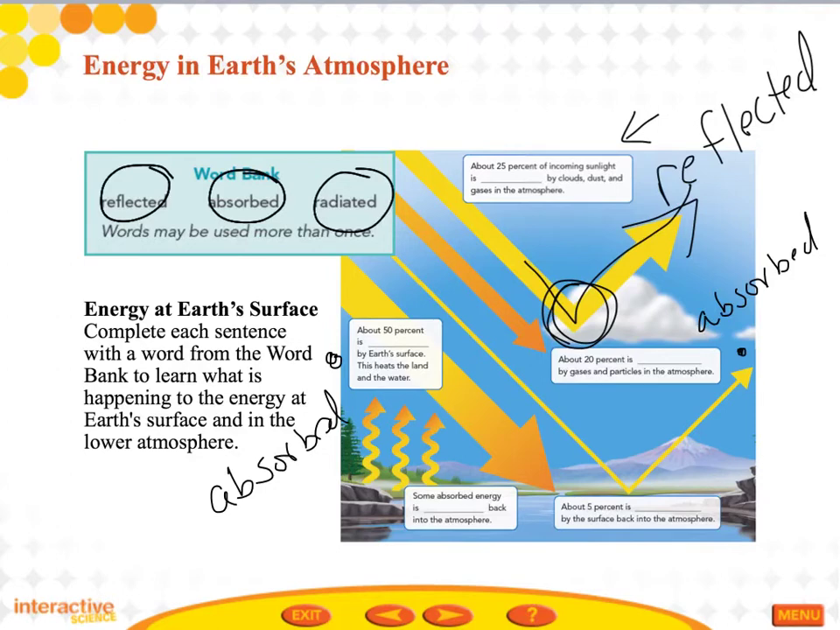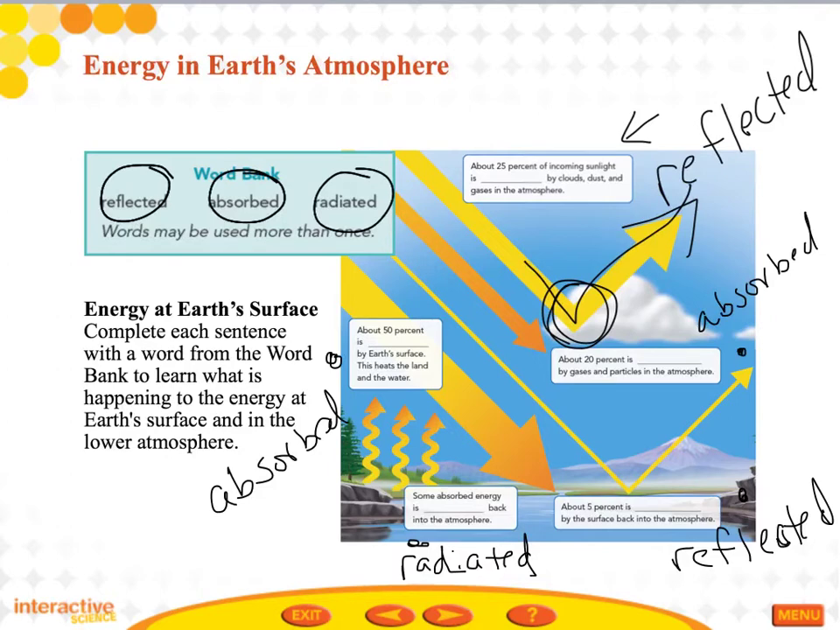Now, for this bottom one down here, some absorbed energy is radiated. You guys should remember that word back from when we talked about radiation and convection. So then this last one down here has about 5% reflected. So again, this is another reflected where it actually heads back into the atmosphere when it hits the surface of our Earth.